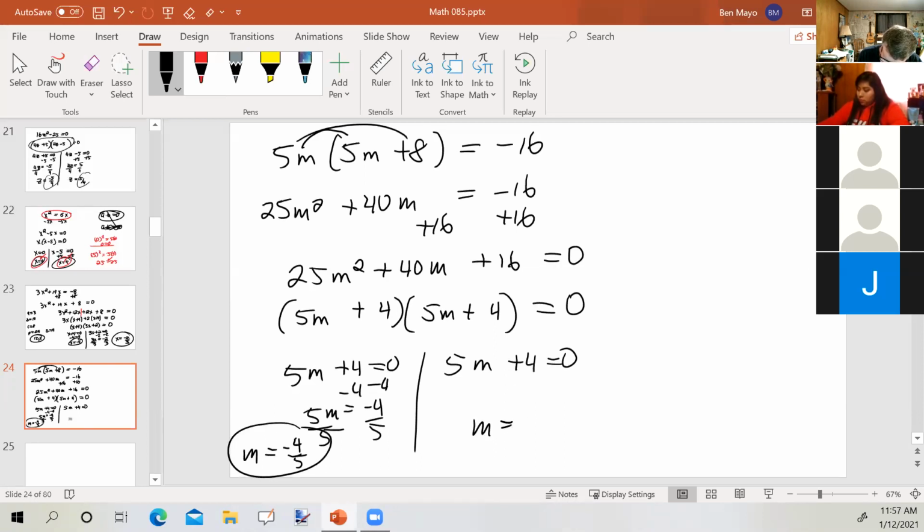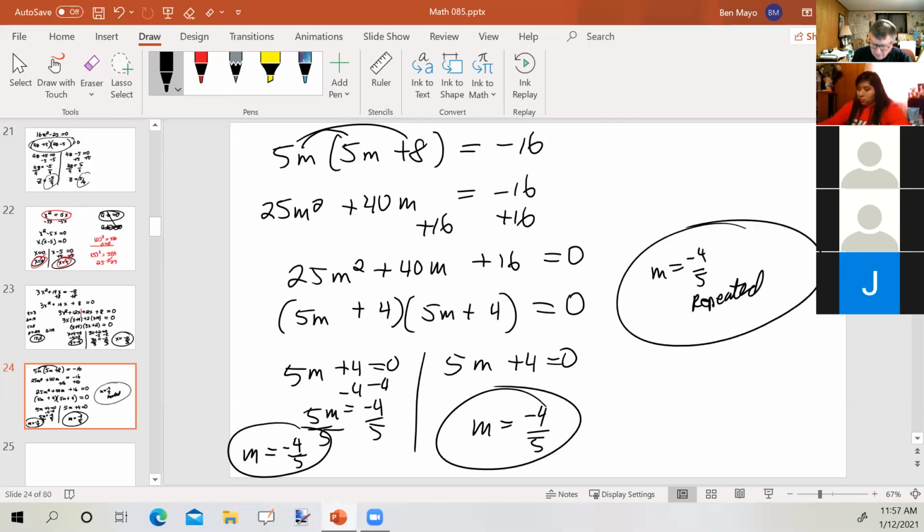Well, I'm going to get the same answer over here because I'm starting with the same equation. Now, you might say, so if it's the same answer, do we have to do both of them? Well, you do want to acknowledge that it's repeated. So it says m equals negative 4/5 repeated, okay? That may not be significant now, but way down the road, when we start graphing these second degree equations, there'll be something special involved having those repeated solutions. But anyway, so m is negative 4/5 and m is negative 4/5.